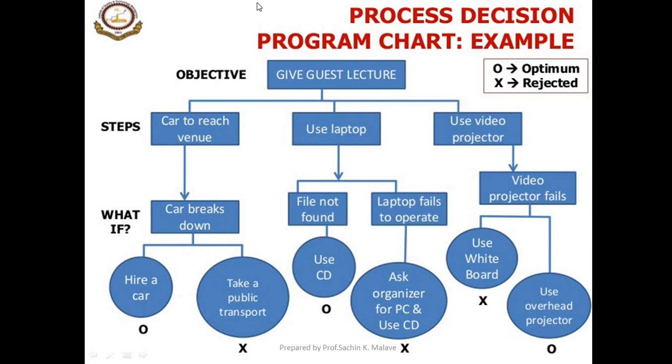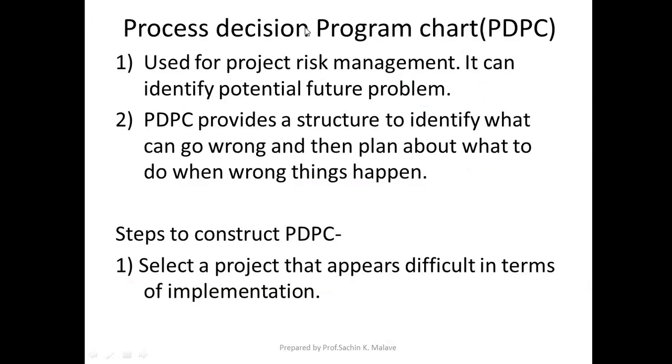So this is called a PDPC, that is a process decision program chart. It tells you what can go wrong in a particular project. This can be used in large projects also. You should try to understand what can go wrong and what the alternative solution to that should be. Okay, so the same is written. It is used for project risk management.